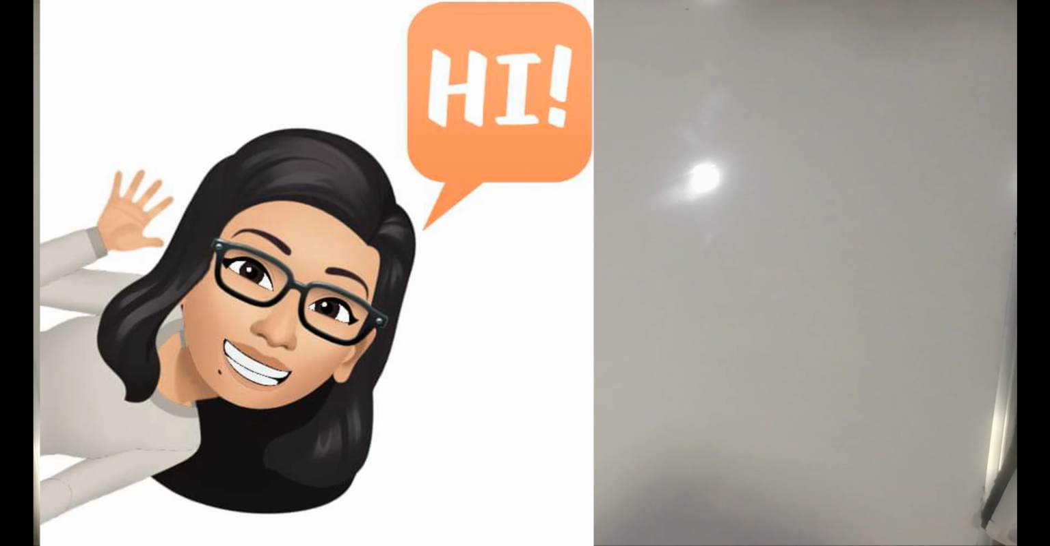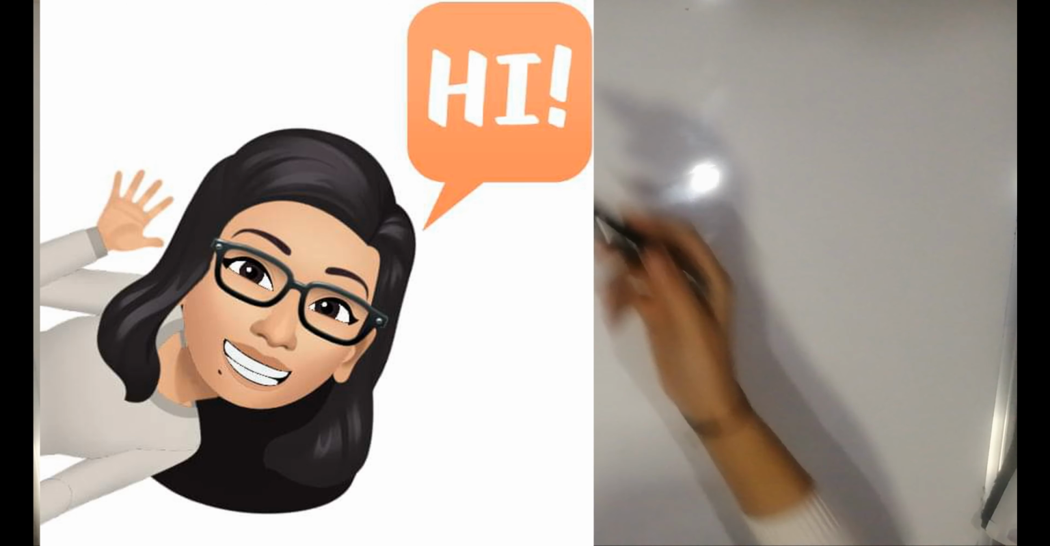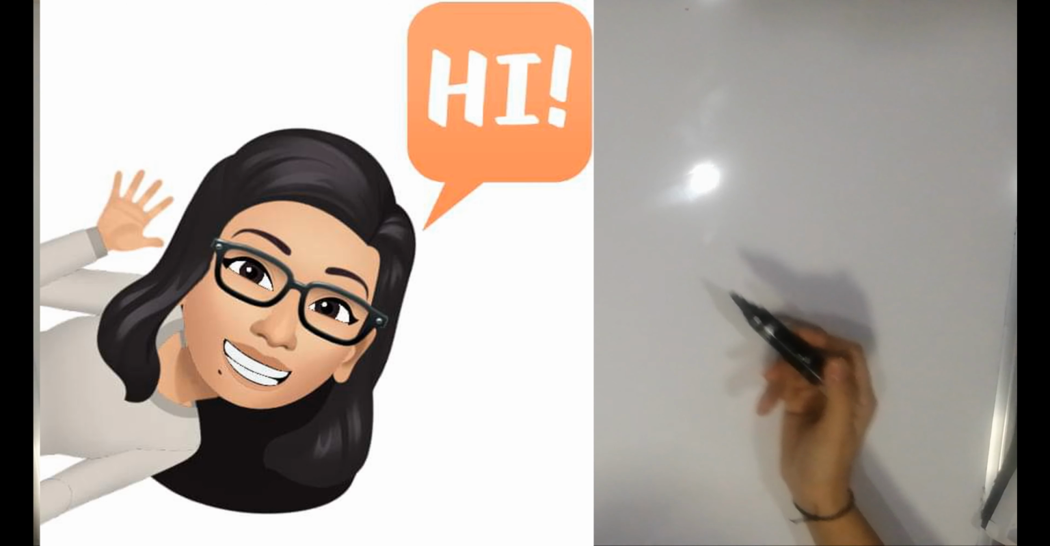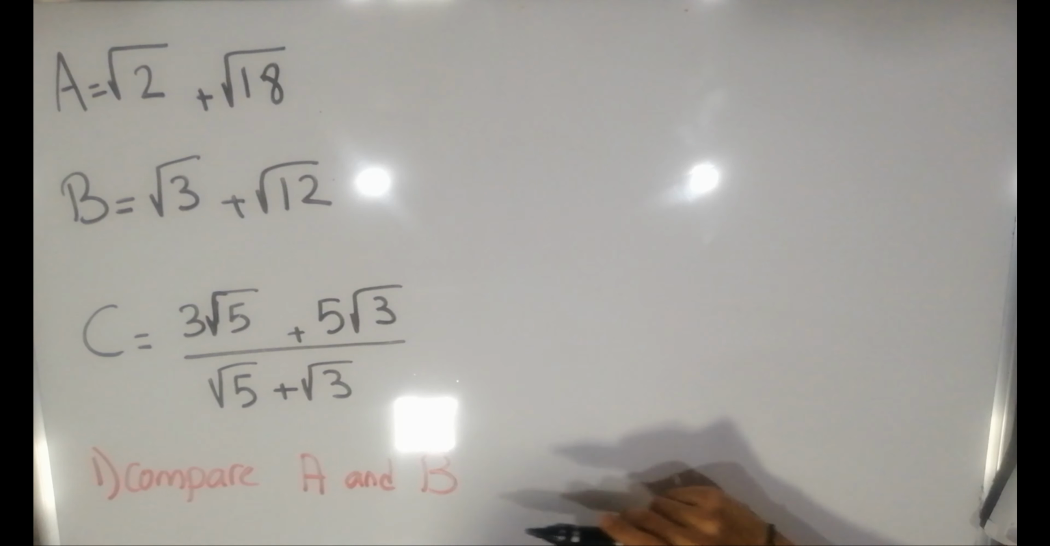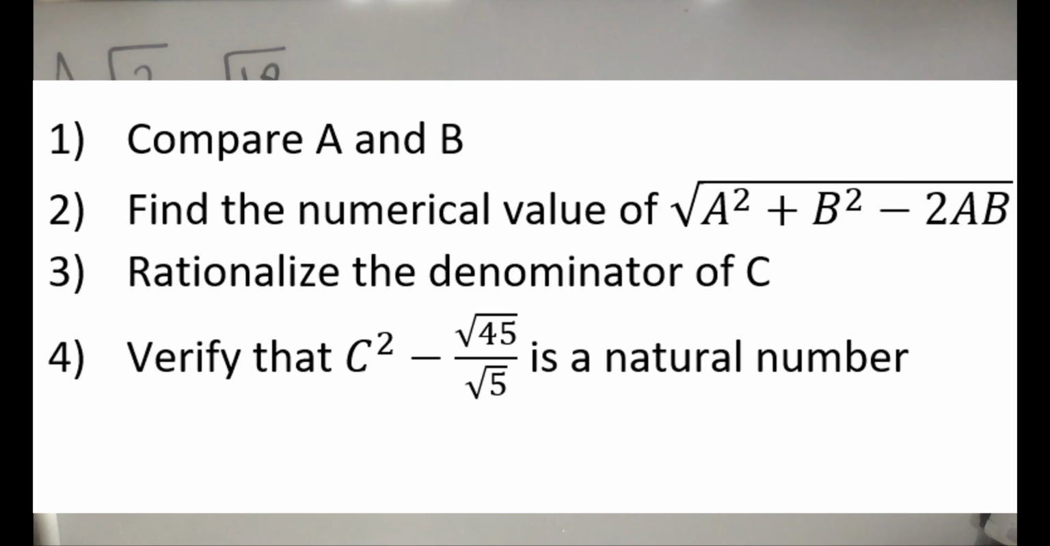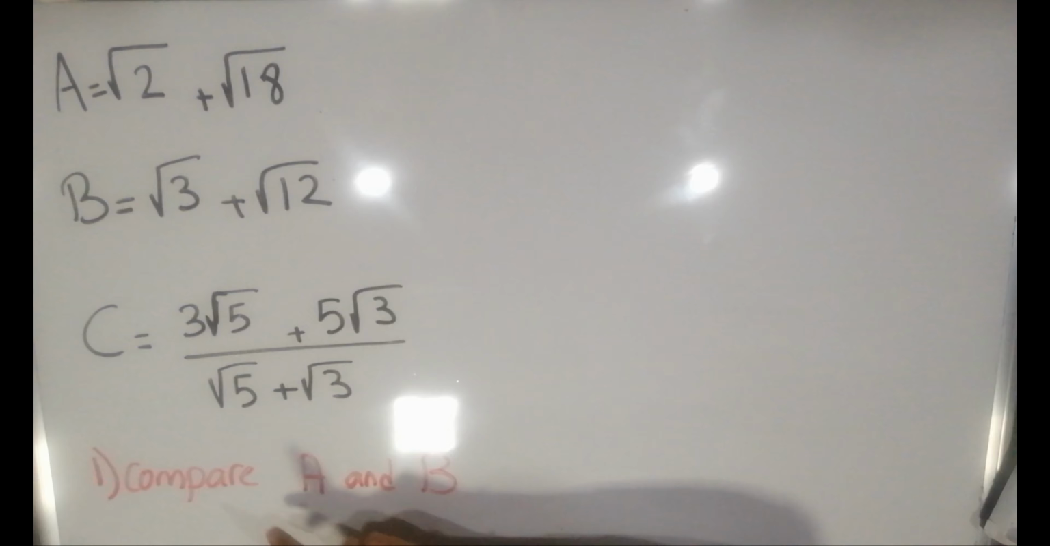To solve an example related more to radicals and how to deal with them. So we are given A, B, and C, and here are the questions that we want to answer. If you want, pause the video to write the questions in your notebook. So starting with part A, compare A and B.